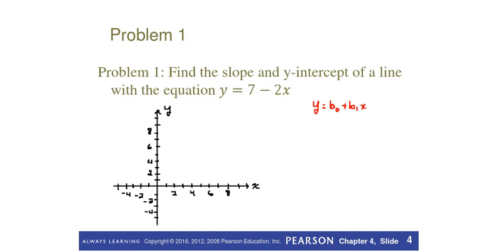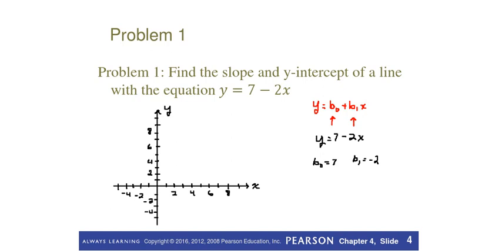And b sub 0 is the y-intercept, and b sub 1 is the slope. So in our equation, we have y equals 7 minus 2x. If we equate these one for one, that means b sub 0 is equal to 7, and b sub 1 is equal to negative 2. Remember, the signs count right here.